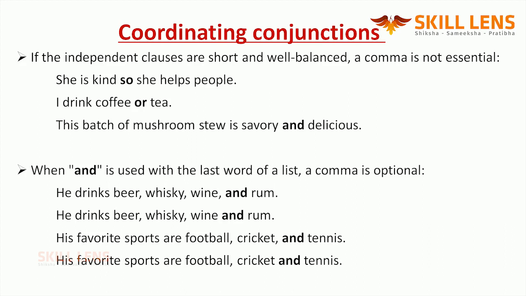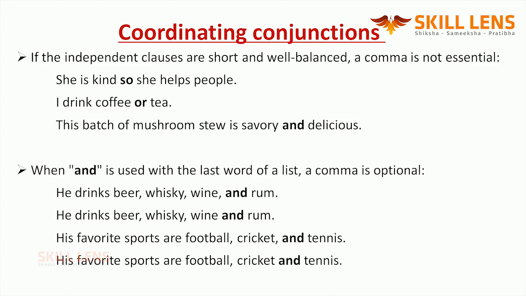The first one says, he drinks beer, whiskey, wine, and rum. Okay. Note that there is a comma after the word wine and before the conjunction and, right? So that is also a grammatically punctuated sentence. That is right. Okay. The second sentence, if you notice, there is a comma missing after the word wine and before the conjunction and. Both of them are grammatically correct. Okay, right? So you can either choose to use a comma or not. You will, however, be conveying the same meaning.